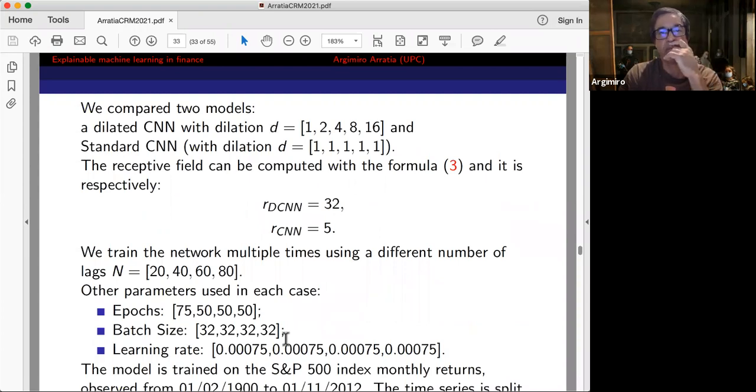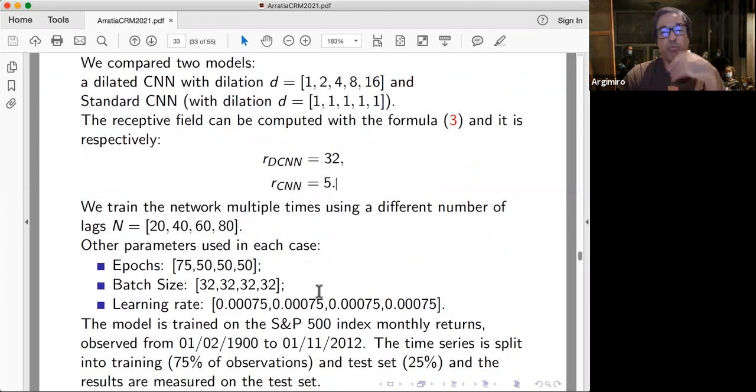And here are our 2 models. So the dilated CNN will have these dilations, so it will be a true dilated CNN. And just by setting all dilations to 1, you get just the standard CNN, with no dilation. In this case, according to the formula I showed you, the receptive field is pretty high for the dilated CNN, and the receptive field for the regular CNN is just 5, the depth that the neural network has.